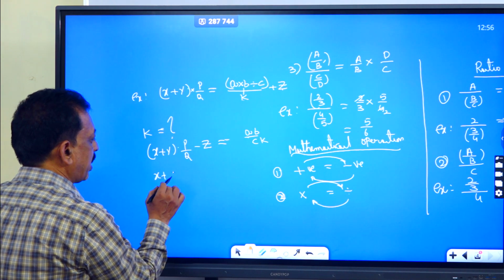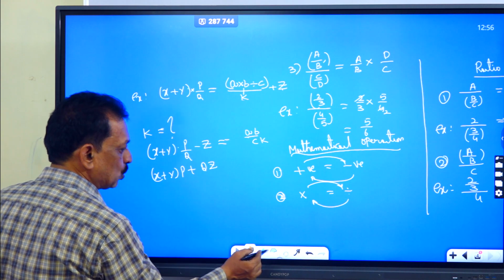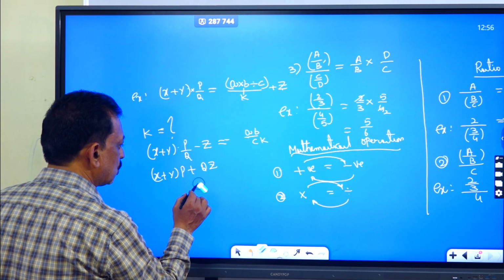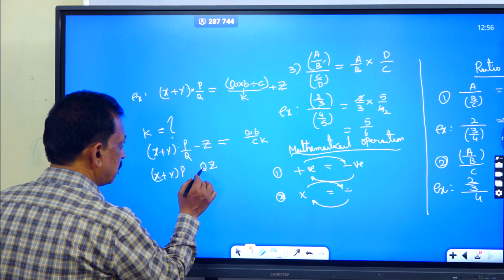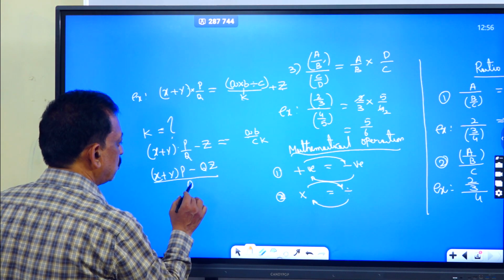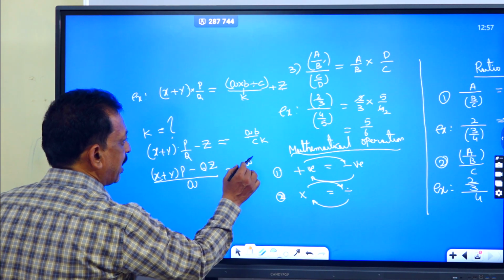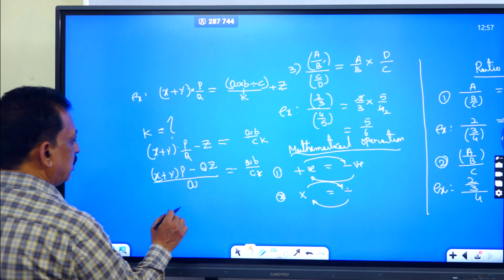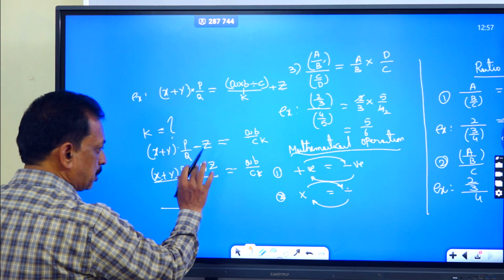So x plus y into p plus qz, minus qz, you thought, right? Minus, because the minus is there, minus qz by q. Okay, that is equal to ab by ck. What do you need? We need k. So reciprocate. Then a by, but it is not possible to reciprocate with plus or minus.